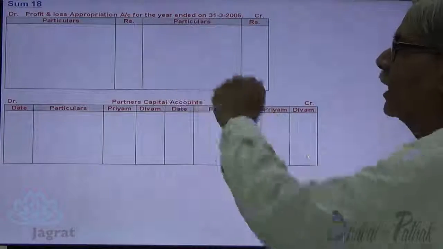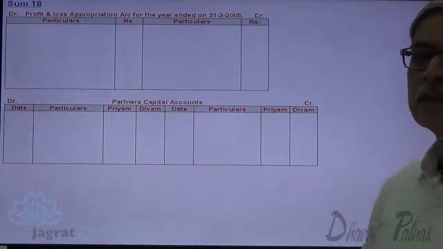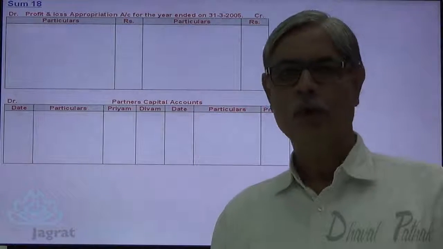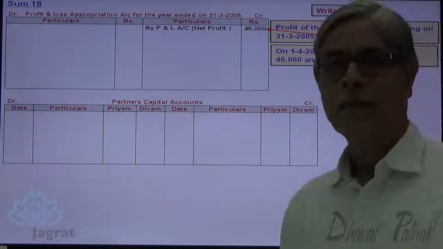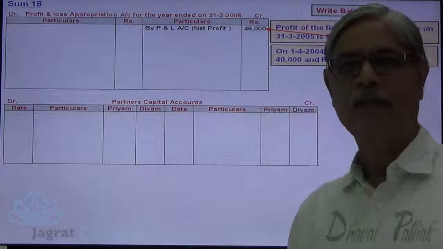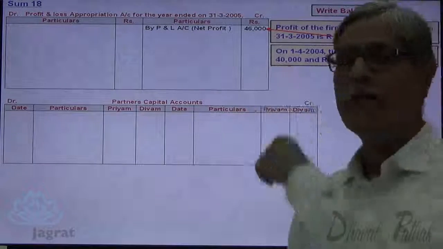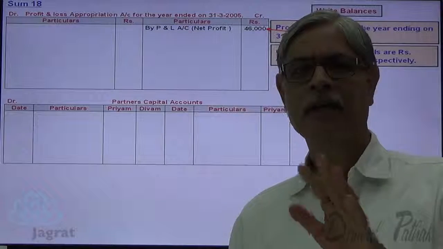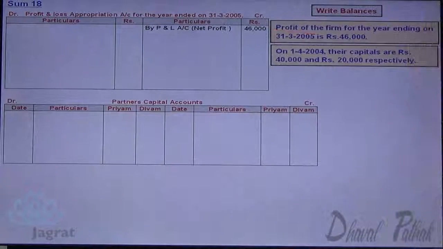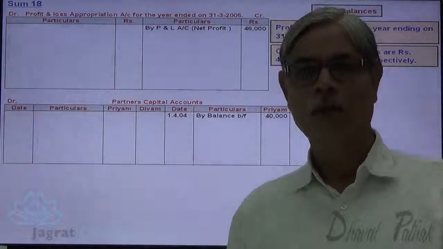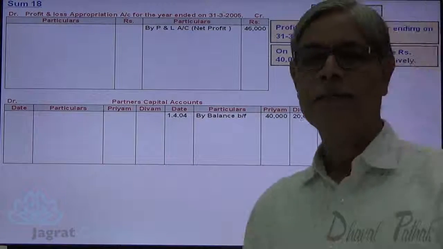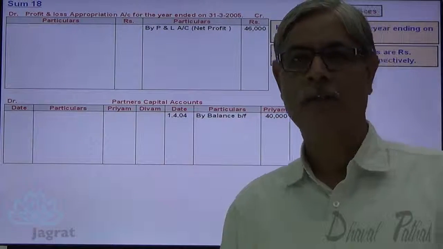Here I prepare profit and loss appropriation account. Here I prepare partner's capital account. As I told to you, I will write down first of all balances. This 46,000 will be recorded to the credit side of profit and loss appropriation account. This is the net profit as per profit and loss account, which is required to be distributed amongst partners as per their agreement. I write the capital balances to the credit side of Priyam and Divam, 40,000 and 20,000, balance brought forward on 1/4/2004. After writing this balance, I will start with adjustments.